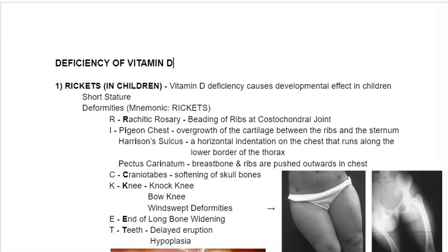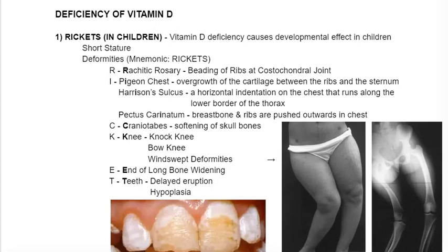In deficiency of vitamin D, first and foremost, in children rickets will occur. In rickets, the vitamin D deficiency will cause a developmental defect in children, which is short stature, and there are other deformities, which you can remember by the mnemonic RICKETS. First and foremost, the rachitic rosary.